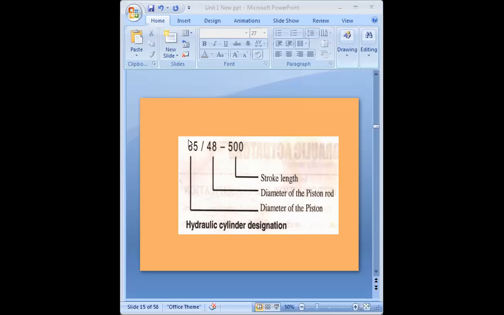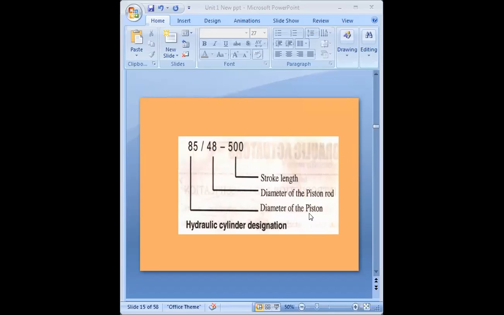So 85 is the diameter of your piston. In the hydraulic cylinder, the piston is there, so this 85 number indicates the diameter of the piston. Please remember, this is practical-oriented knowledge. We should know this. Then what is that 48 number? The 48 number indicates the diameter of the piston rod. And what is that 500? 500 means your stroke length. Getting it?